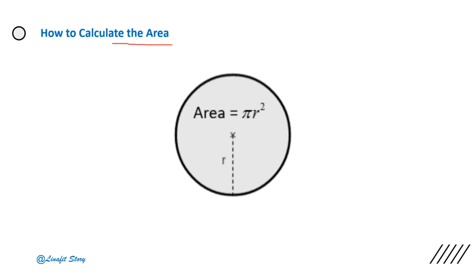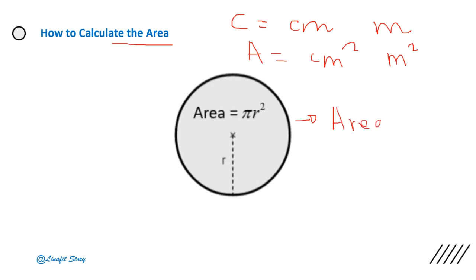How to calculate the area? The circle's area means the amount of interior space enclosed by a circle, measured in square units. So, to get the circumference, you may use centimeter or meter. But for the area, it is square centimeter or square meter. The formula to get the area of a circle is pi times radius times radius, or pi times radius squared.